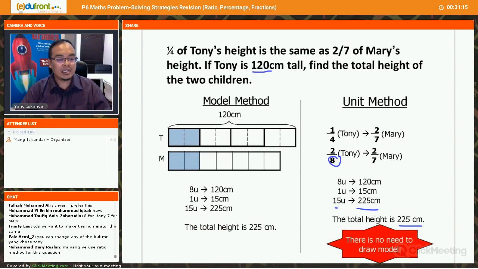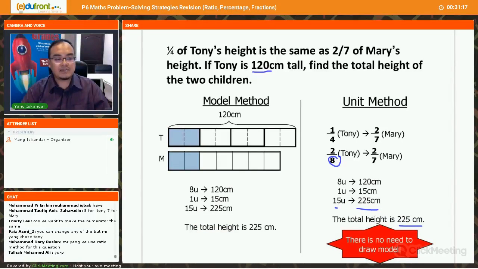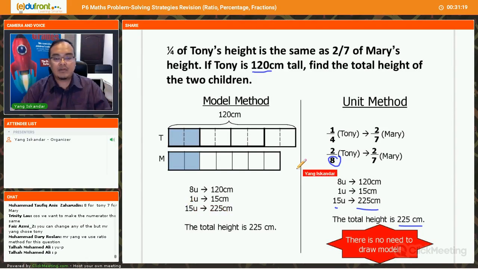Okay, let's take a look at some questions. Okay, teacher, you prefer this? Yes, very good. Of course. If you are familiar, if you understand this, then you can move on to using the unitary method. You can ignore the model method, but you must understand why you need to make the numerator the same.